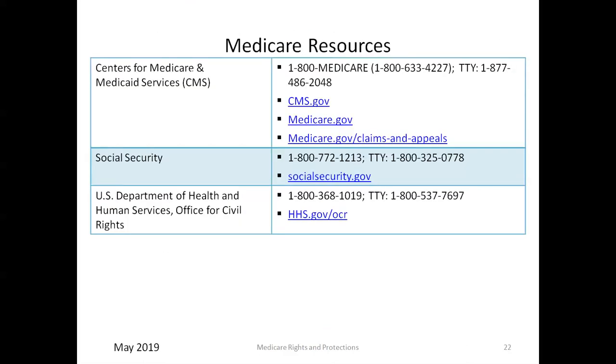So here are some Medicare resources I have put out there. You've got CMS.gov, you've got Medicare.gov, and make sure it is .gov. There are others out there. Don't use Medicare.com. That's actually an Advantage Plan company. So make sure it's .gov. Medicare.gov, claims and appeals. Social Security, if there are any issues with Social Security. HHS.gov is the Office for Civil Rights. That explains some of the Medicare rights and protections.